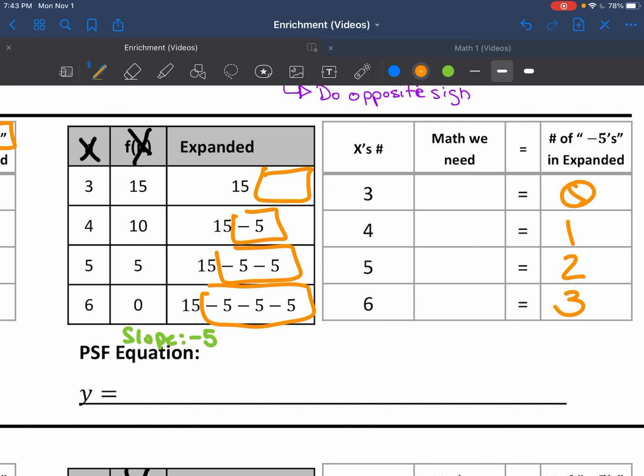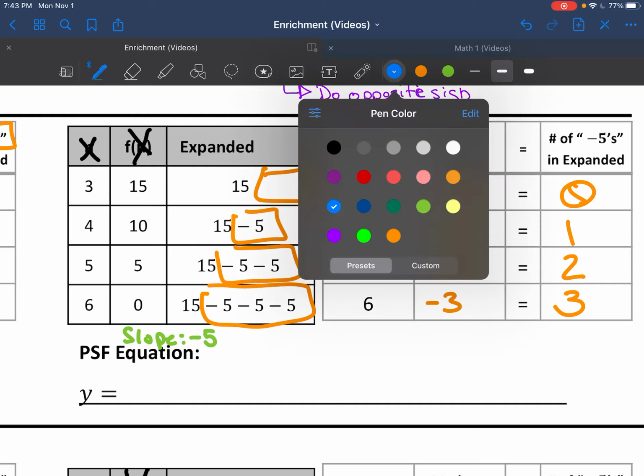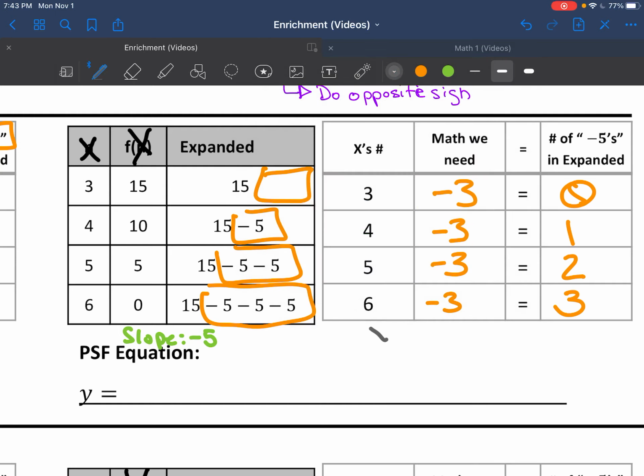Because we subtracted 15 0 times. Well, we can subtract 3. And look at that. Subtracting 3 works for the next row. 4 minus 3 does give us 1. 5 minus 3 does give us 2. 6 minus 3 does give us 3. So for every x that we see here, we are going to be subtracting 3.